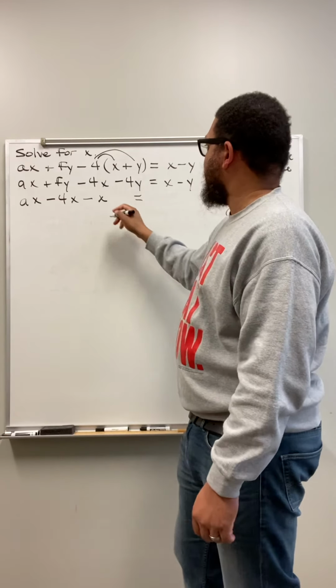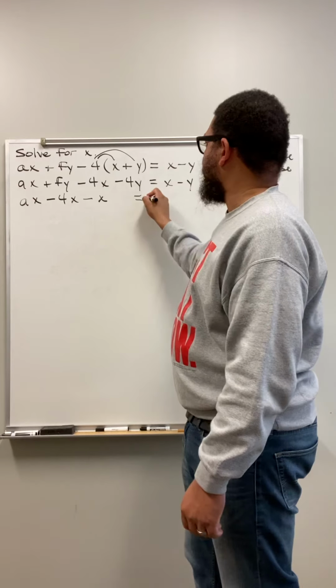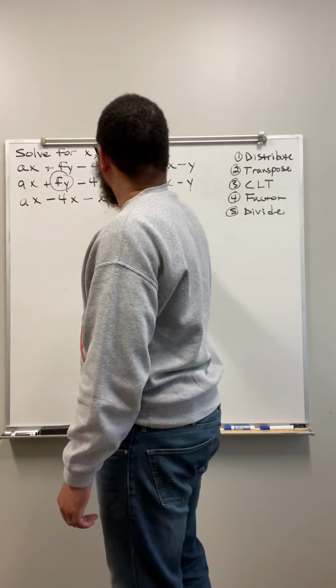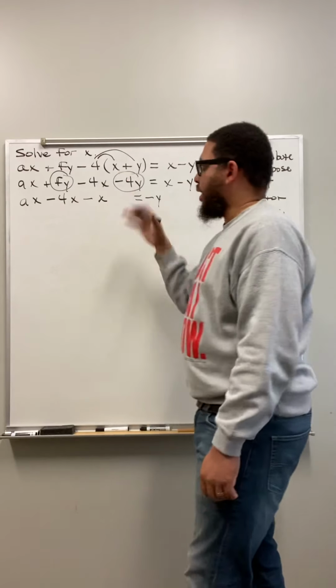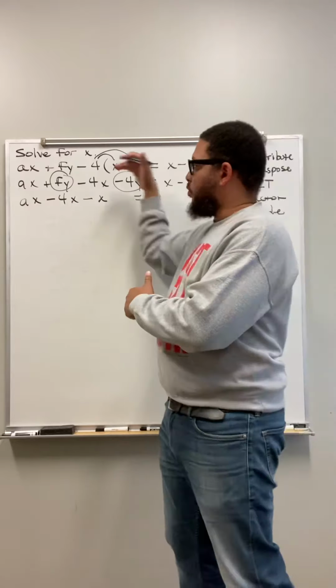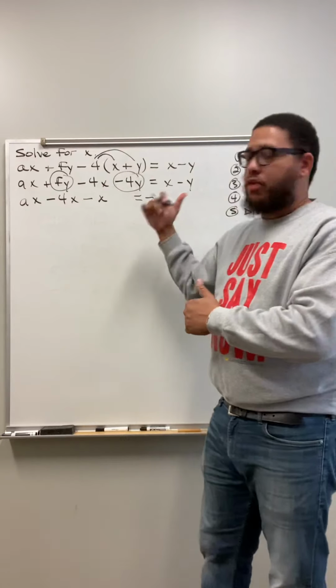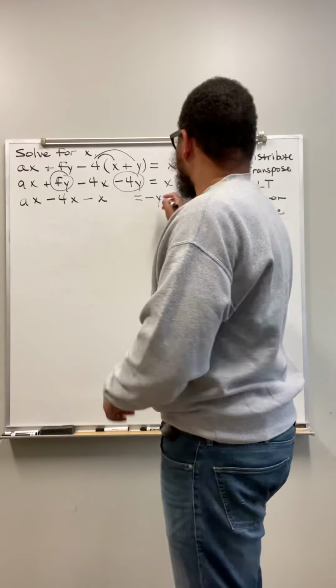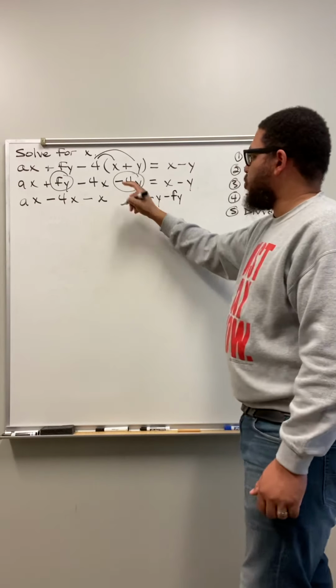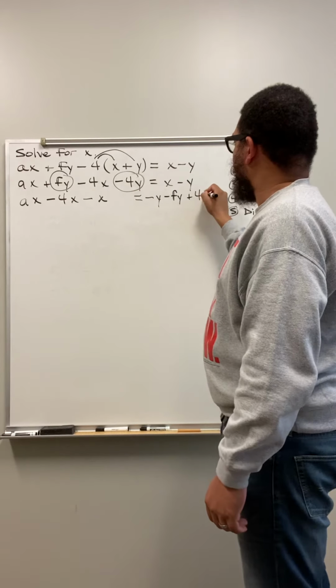Now at the same time, this is already a negative Y over here, but I've got to do something with this FY and this negative 4Y. These Y's have got to slide over to the right side. Just like the X's had to slide over to the left, the Y's have got to slide over to the right. And when this FY moves over, now it's going to be minus FY. And when this negative 4Y moves over, now it's going to be plus 4Y.